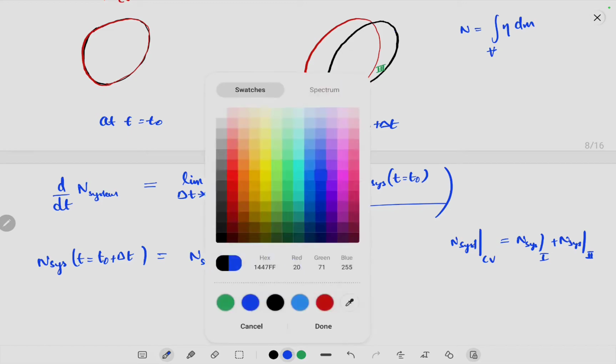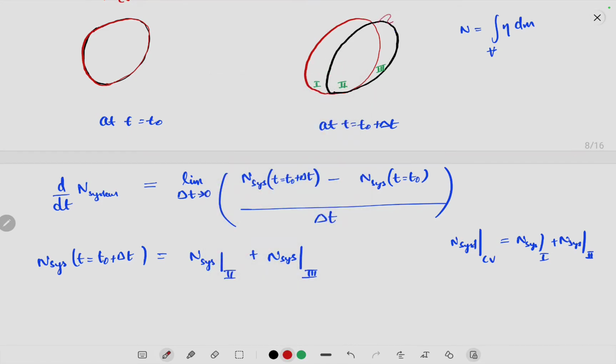Since this is my control volume, what is the quantity that would be contained inside this control volume? That quantity will be the quantity in region 1 plus the quantity in region 2, right? And that's what we have written here: N_system in CV is the quantity in region 1 and the quantity in region 2.